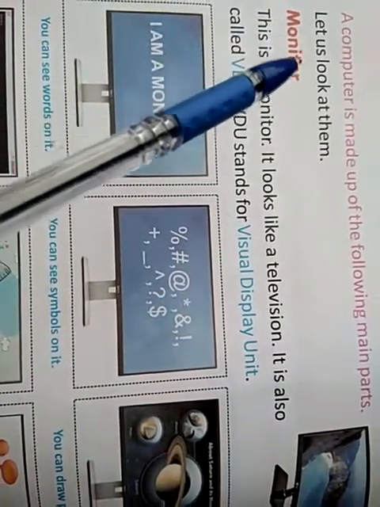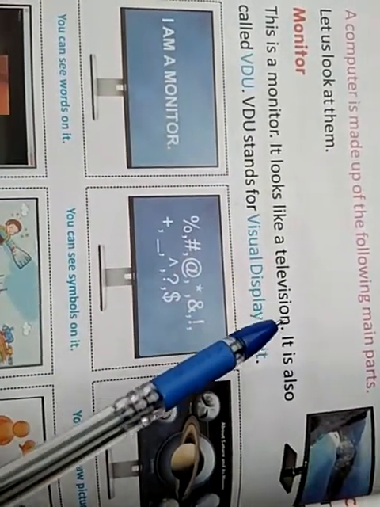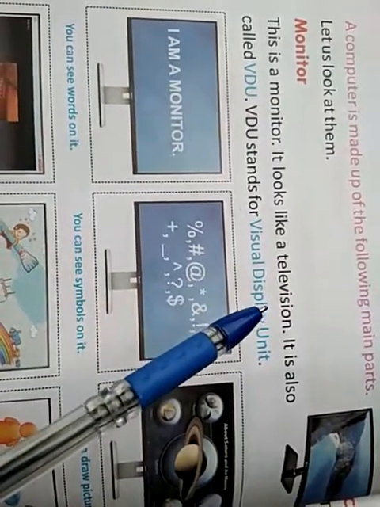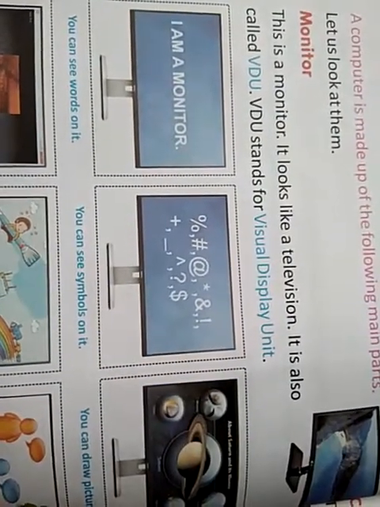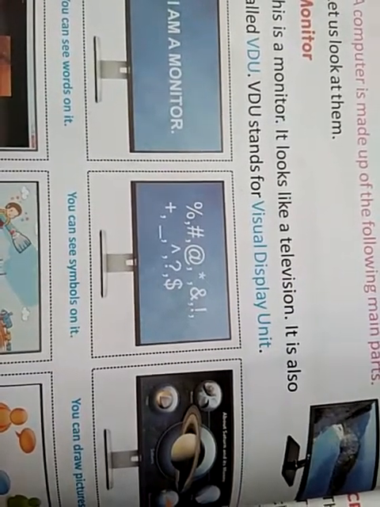Now let us start learning about monitor. It looks like a television. It is also called VDU. VDU stands for visual display unit. We can watch movies and play games on monitor.